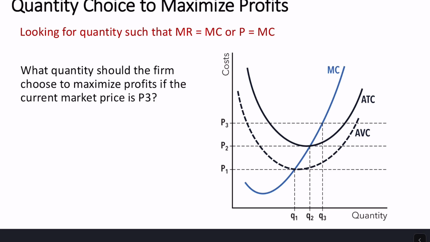Right, so a basic level exam question for this module will be something like, I'll show you this graph here. We have our average cost and we have our marginal cost. We have a couple different prices, P3, P2, and P1. I might ask you, what quantity should the firm choose to maximize profits if the current market price is P3? So pause here, come up with the answer, go forward, and I'll go through the solution.